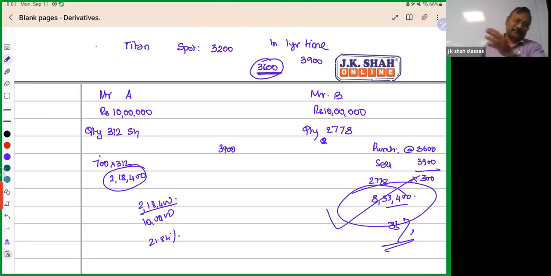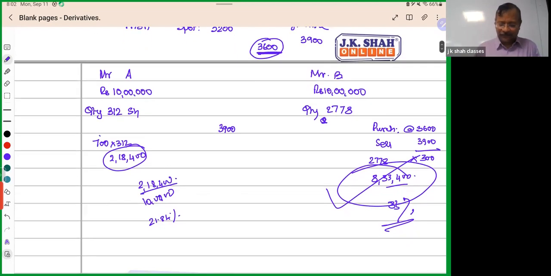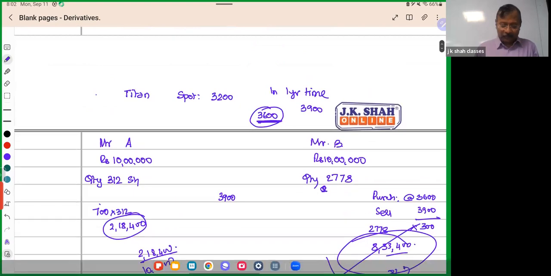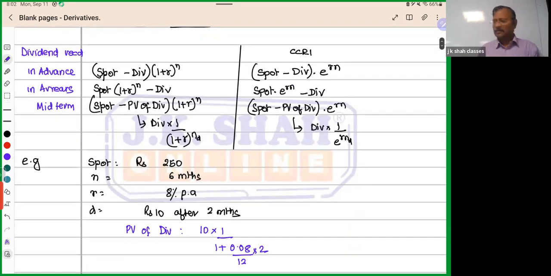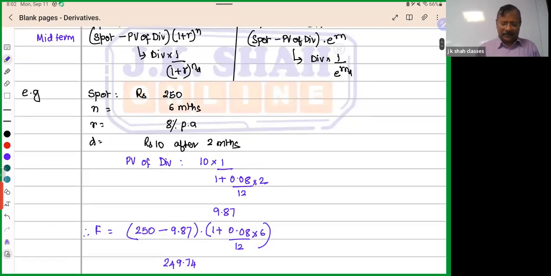Chalo, and maybe in a couple of lectures, I'll show you the actual trading screen where I'll show you how to execute this trade on futures. You want to buy something, right? How would you do it? Okay? Chalo. Now, one minute, with this, stock and stock futures, everything is written, right?